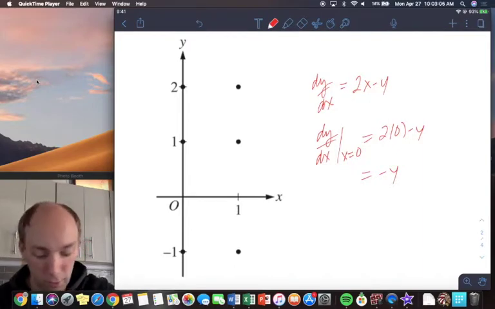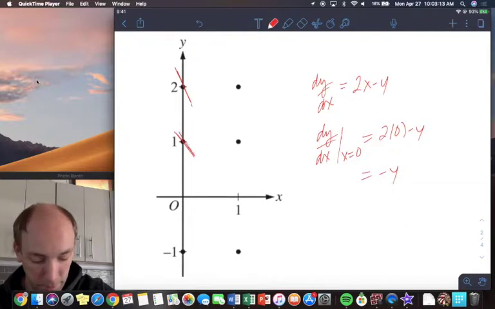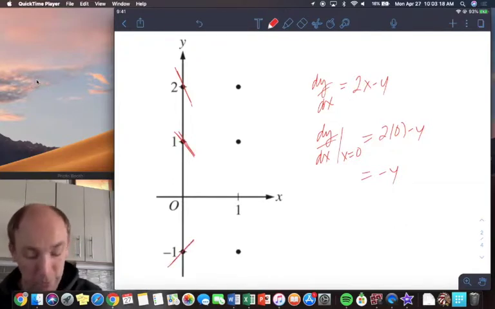So at 2, it would be a slope of negative 2. Let's make it a little bit steeper. At 1, it would be a slope of negative 1. 0 is not on there, but at negative 1, it would be a slope of positive 1. Okay?